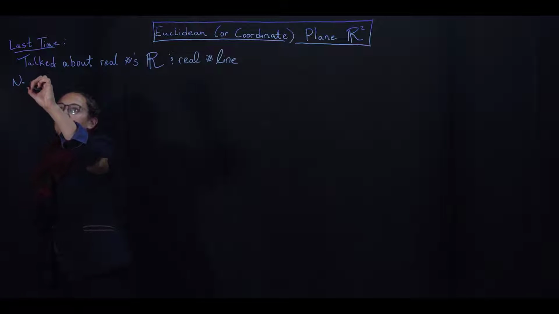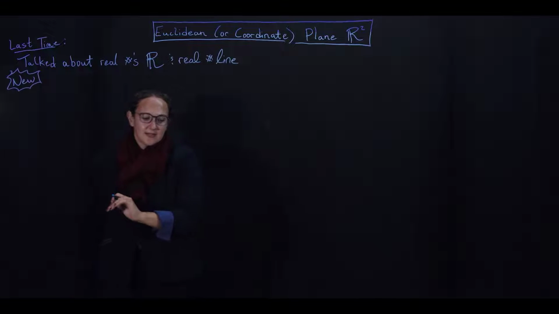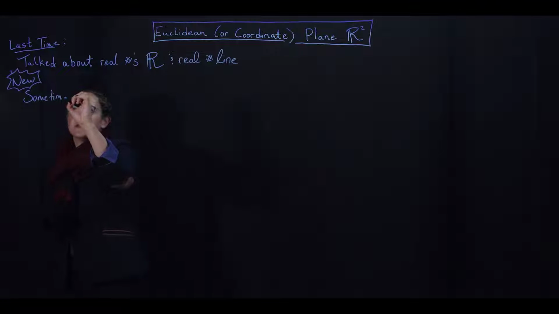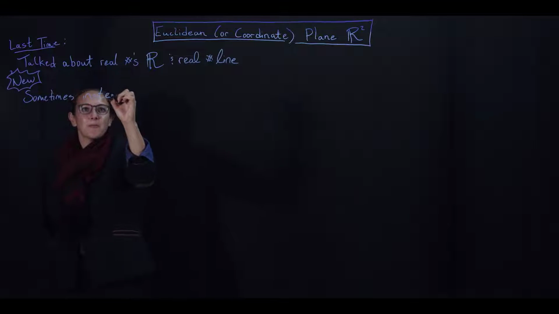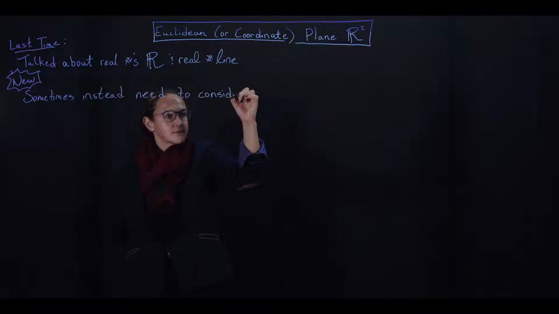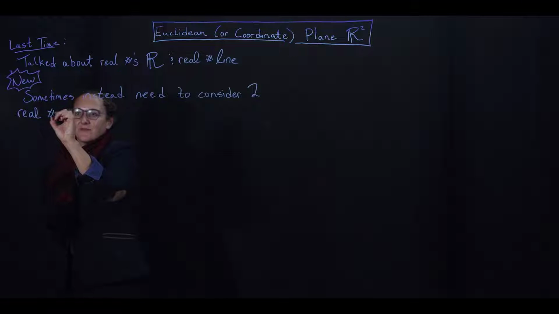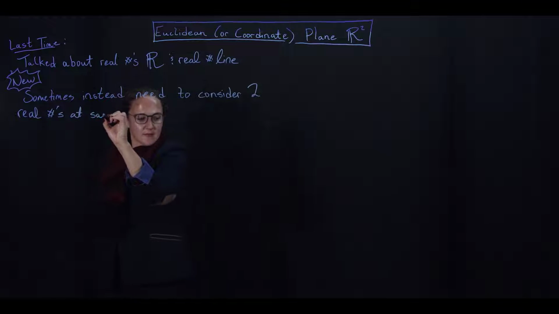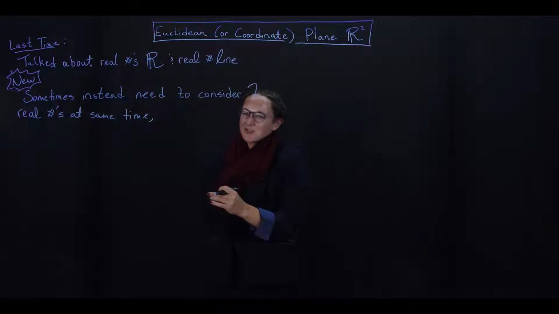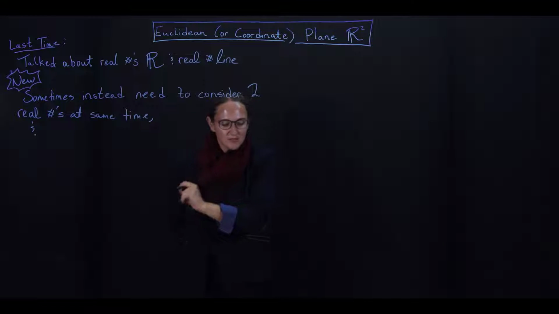But now this is new: sometimes we're actually going to want to look at two numbers at the same time, with an order mattering in them. So sometimes instead we need to consider two real numbers at the same time, and maybe even the relationship between them. We might not just want to know what they are, but the relationship between them. Maybe one's the input of a function, one's an output, or something like that.